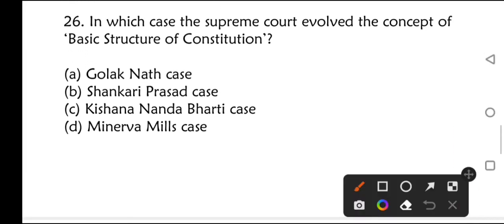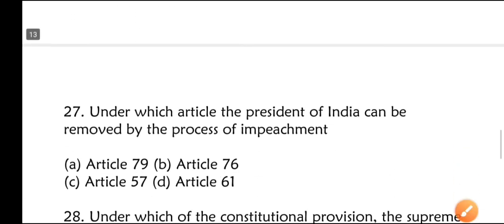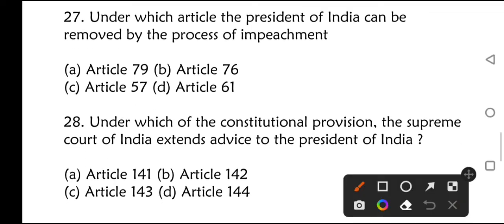Question number 26. In which case the Supreme Court evolved the concept of basic structure of Constitution? Options are Golaknath case, Shankari Prasad case, Keshavananda Bharati case, or Minerva Mills case. The correct answer is Keshavananda Bharati case. Okay, this was the landmark judgment in which the basic structure of the Constitution concept was evolved. Now coming to question number 27. Under which article the President of India can be removed by the process of impeachment? Impeachment of President is in Article 61. Okay, this is an important article.